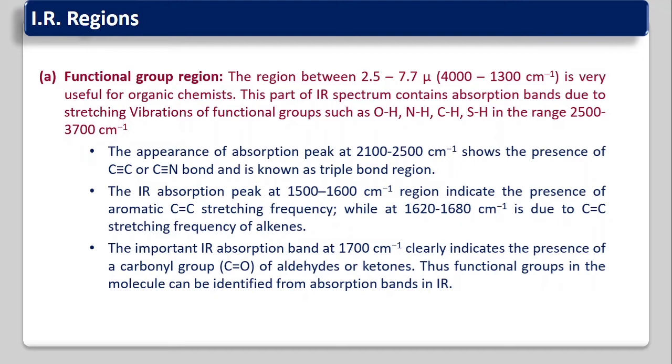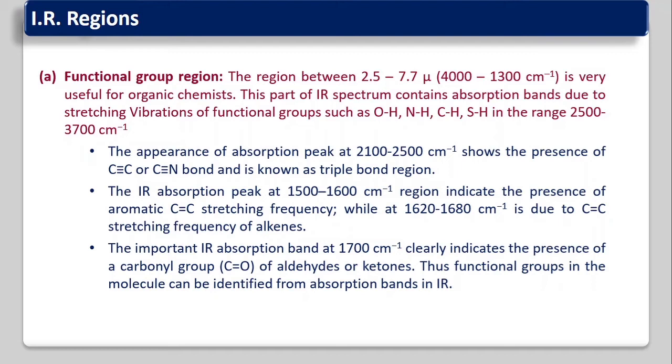Likewise, the functional groups in the molecule can be identified from these absorption bands in the IR spectrum. This region is useful for identification of the functional groups. That's why this region is called the functional group region, and this is the main purpose of IR spectroscopy: to identify compounds by their functional groups, that is, the bonds that are present.